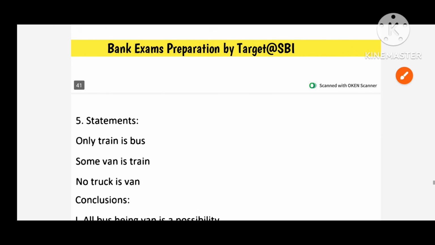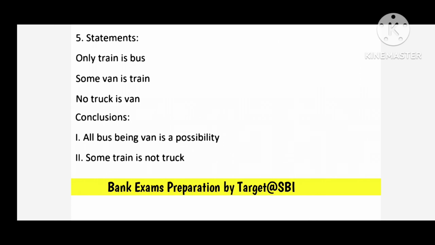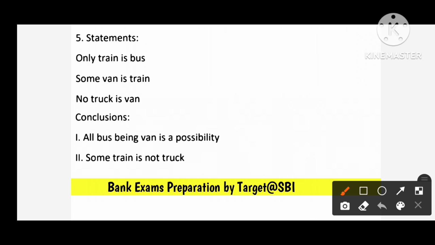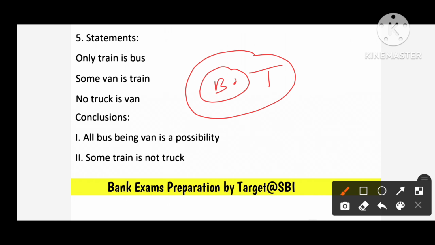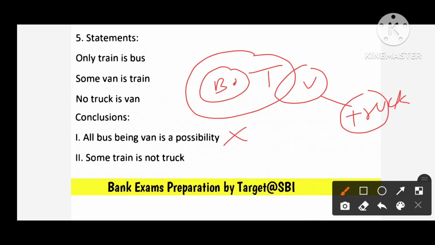Next, question number 5. Only train is a bus, so bus doesn't share with anything except a train. Some van is a train. No truck is a van. So let's see conclusions. All bus being van is a possibility. Can we place all bus inside a van? Bus doesn't share with anything except a train, so this case fails.